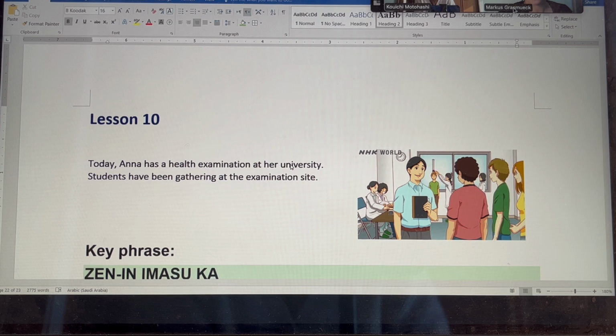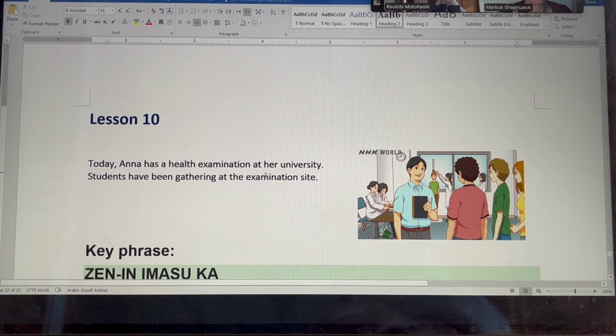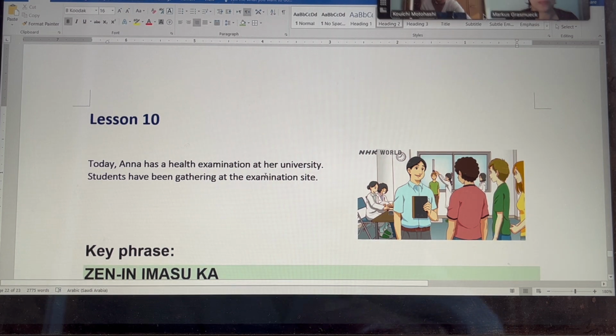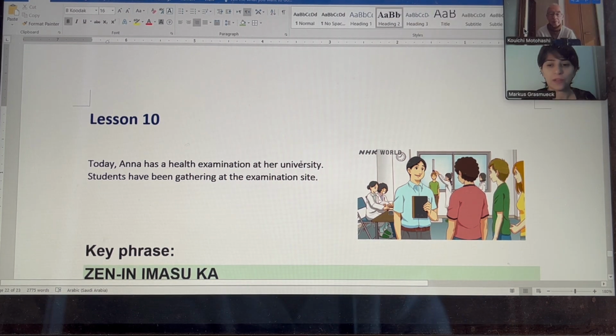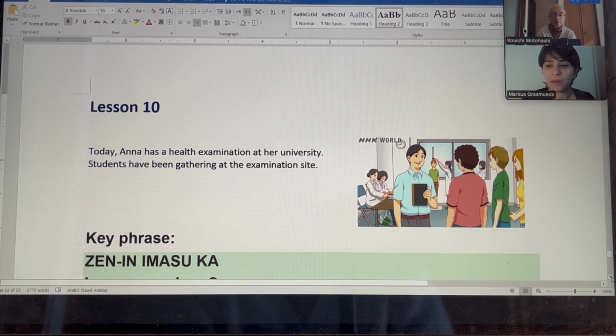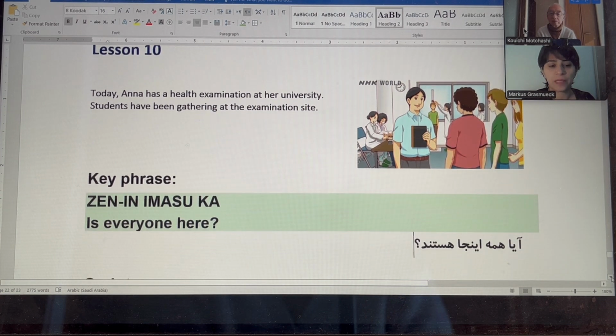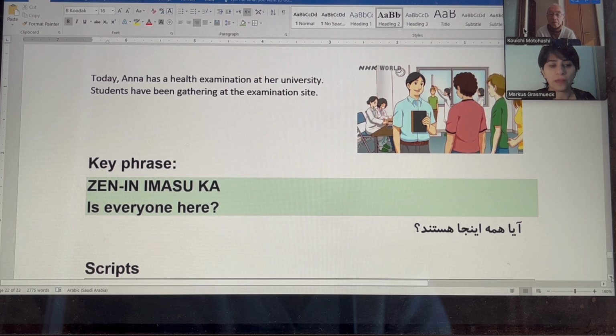Okay, great. So today, Anna, the main character of this story, has a health examination at her university. The students have been gathering at the examination site, and there is a conversation between Anna and the teacher. The main key phrase in this lesson is "Is everyone here?" Or in Japanese, Koichi-san?